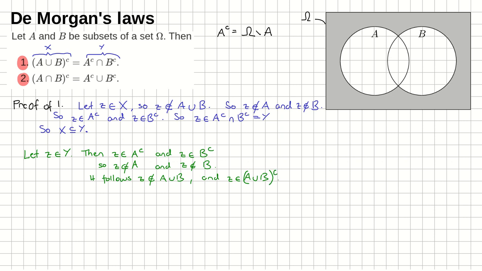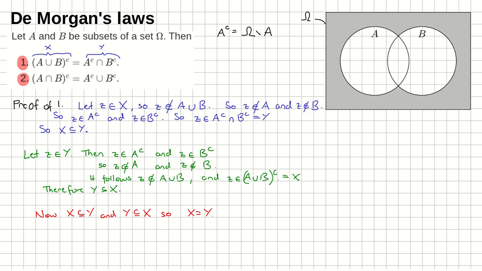Okay, (A union B) complement is X. So we've shown that our arbitrary element of Y is also an element of X. That means Y is a subset of X. Alright, now we know that X is a subset of Y and Y is a subset of X. Putting those two things together, X equals Y. In other words, the first of De Morgan's laws really does hold.